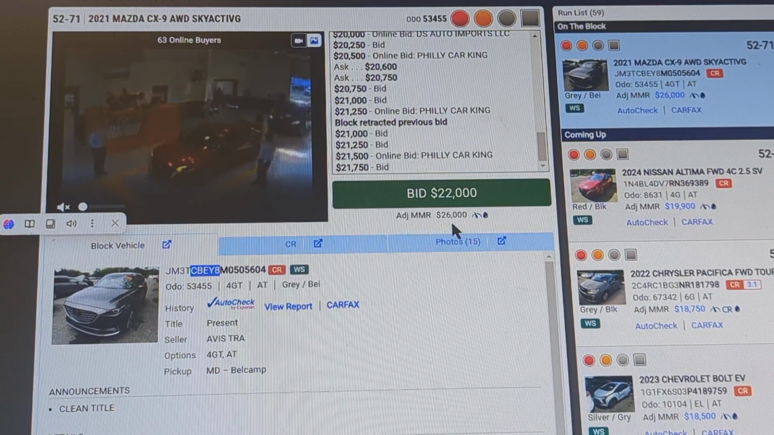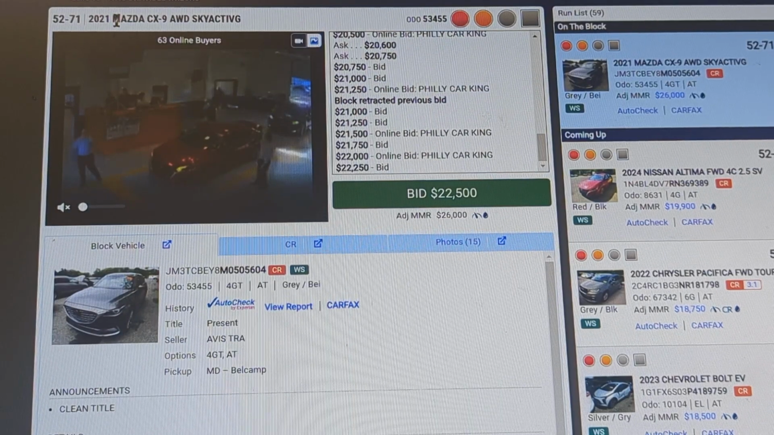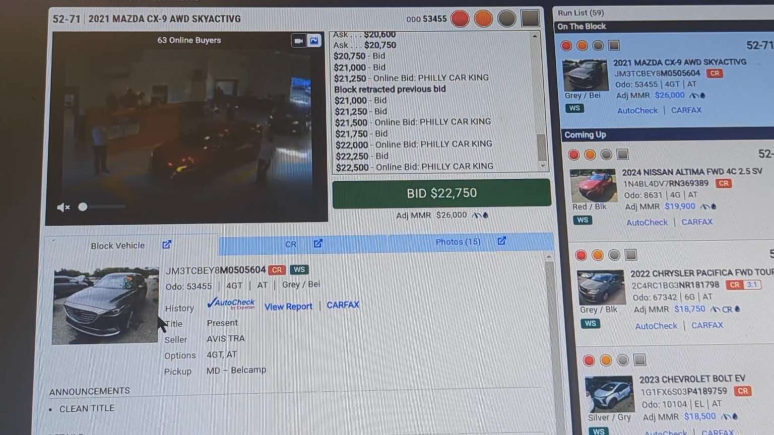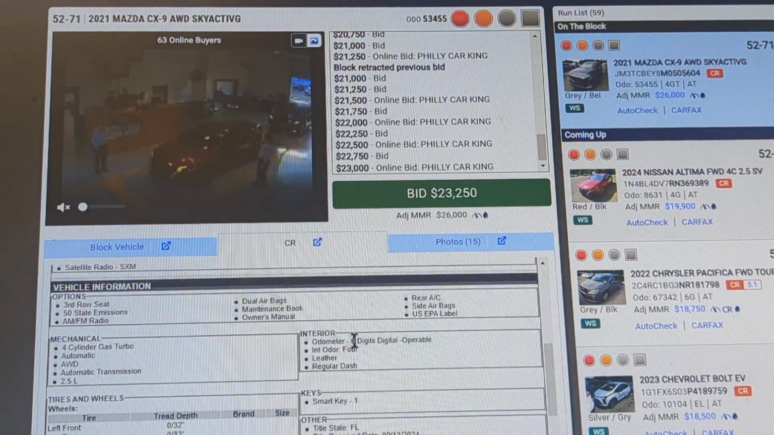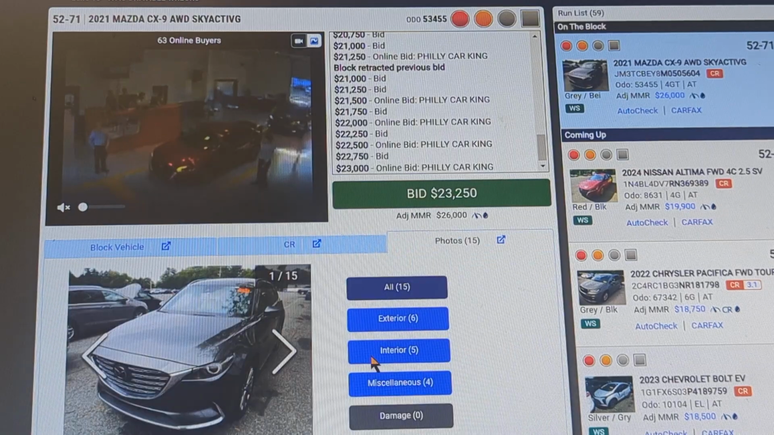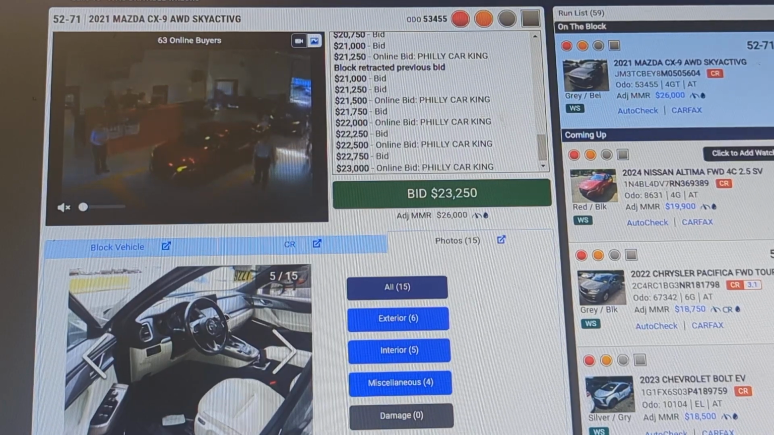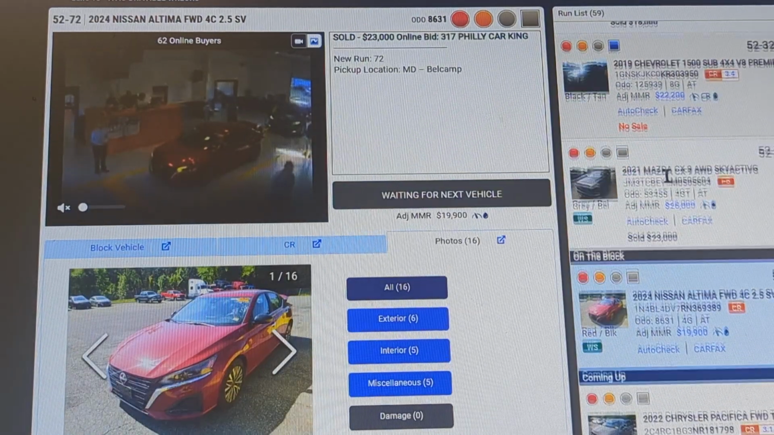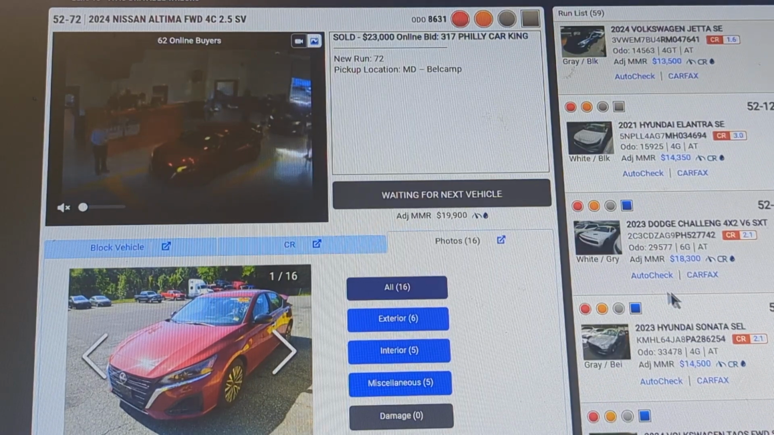Right below it you have the MMR, which is like the average price this specific car has sold for in the past 6 months or so at the auction. So it's just a reference point. Then down here you have the condition report, and then photos. On the right here, you have the car that's running on the block, and then the cars that are coming up next. Right below it, if you have a proxy bid, it will show your proxy on these cars wherever you have a proxy.